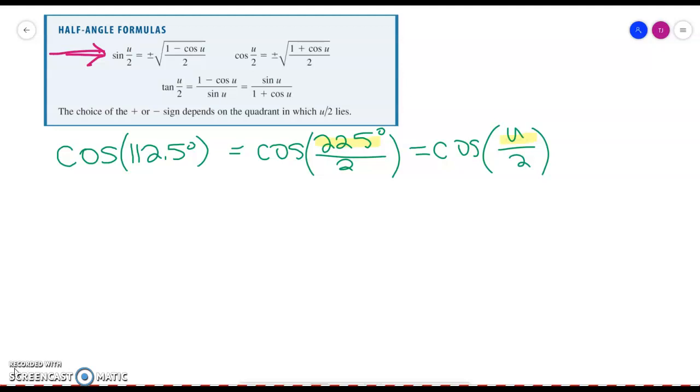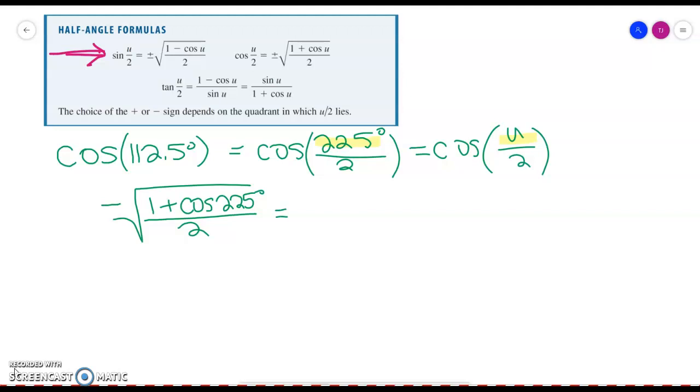So I'm going to plug this into my half angle formula. My half angle formula states that I'm going to take plus or minus the square root of 1 plus cosine of u over 2. Remember, we decide whether we want a positive or negative based off the quadrant. Now 112.5 degrees is in quadrant 2. Cosine is our x value, and in quadrant 2, our x value is negative. So for this one, we're going to write a negative square root of 1 plus cosine of u, which in this case is 225 degrees, divided by 2.